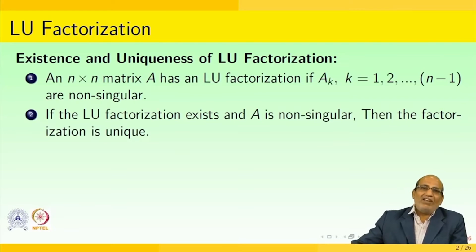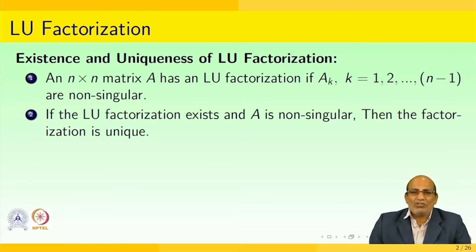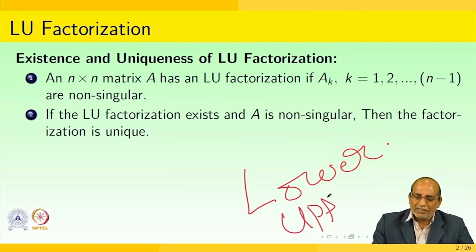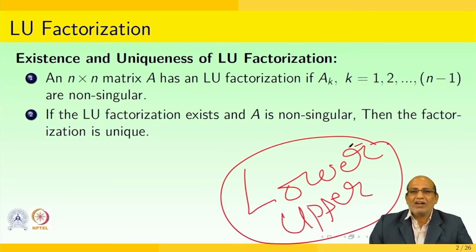All of you know very well, we wanted to find a solution to the system AX = B. Now the matrix A we wanted to decompose into two matrices L and U, where L is the lower triangular matrix and U is the upper triangular matrix. We'll see what is the general form of the upper triangular matrix as well as the lower triangular matrix.